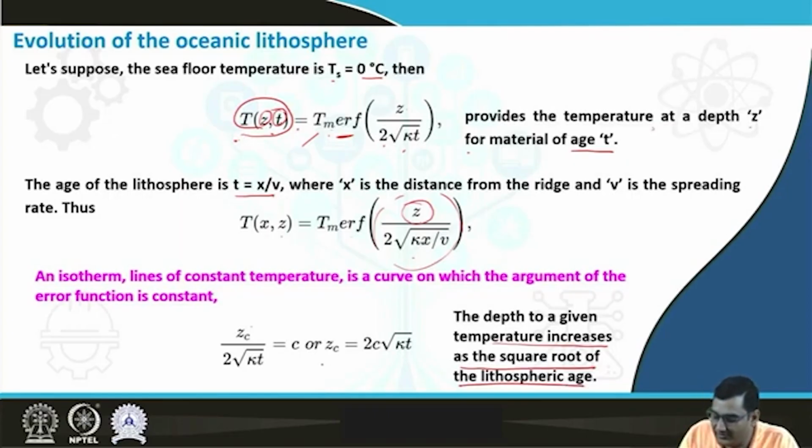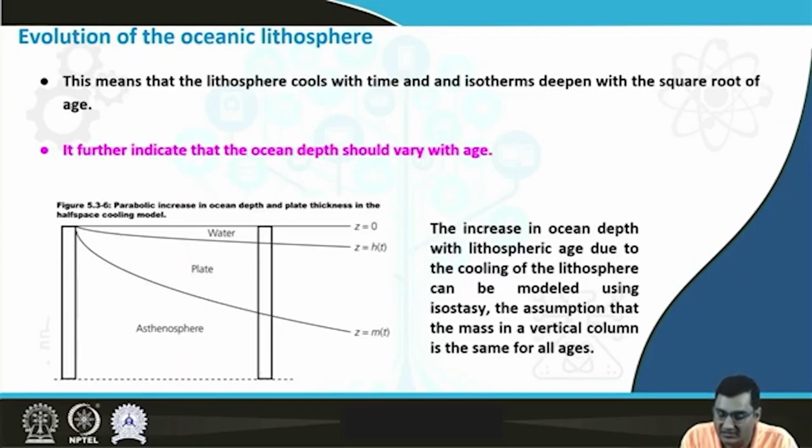So this is what is written. The depth to a given temperature basically increases as the square root of the lithospheric age. So here is the square root of t. That is why it is there. This means that the lithosphere cools with time and isotherms deepen with the square root of the age.